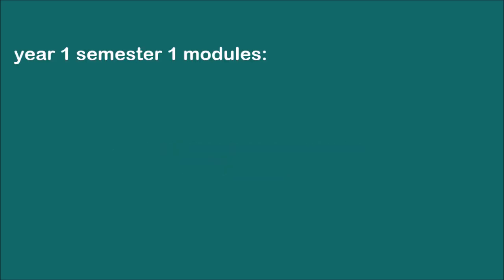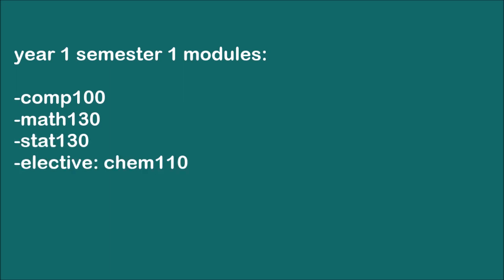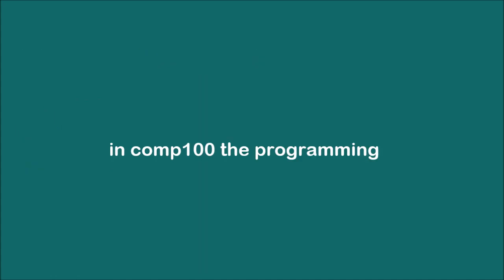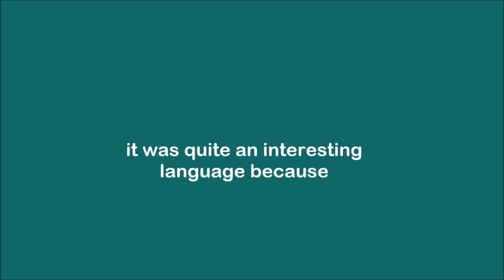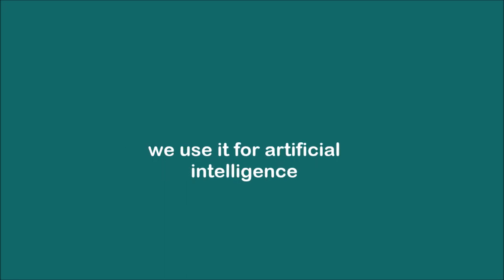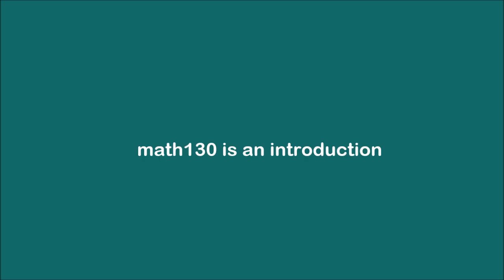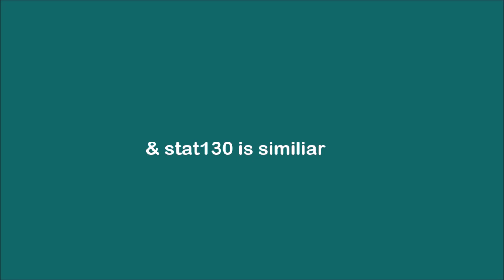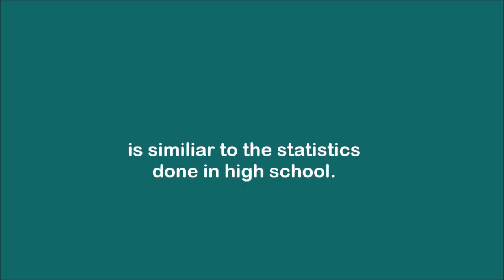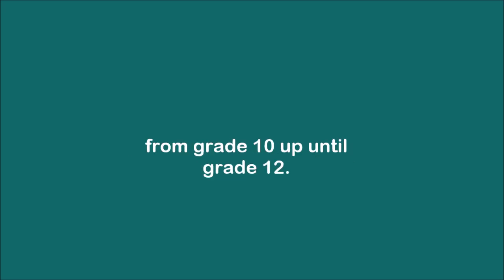The modules I did in year one, semester one, were Comp 100, Math 130, Stat 130, and my elective was Chem 110. In Comp 100, the programming language that we use is Python. And it's quite an interesting language because later on when we do artificial intelligence, we also use Python as the programming language. Math 130 is an introduction to calculus, and Stat 130 is similar to the statistics that we've done in high school. And Chem 110 is basically the chemistry that you did in high school from grade 10 up to grade 12. That's basically the Chem 110 module.